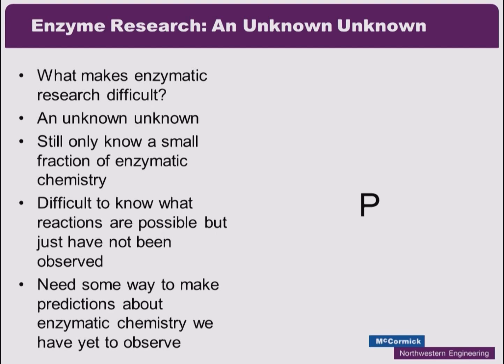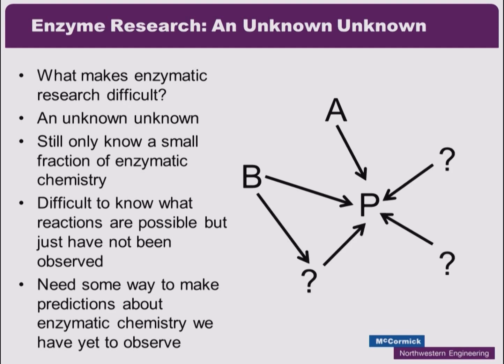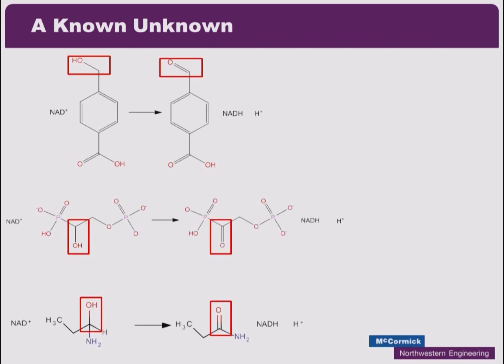So if you're trying to make some product P, you might be able to come up with a couple reactions that can get you there, and that's useful. But deep down, you're always wondering, are there more? Are there better ones that I don't know about just because we don't know enough chemistry? So we need some way to make predictions about enzymatic chemistry we have yet to observe. Of course, this seems like an impossible task. How are we supposed to predict something that we haven't seen yet?